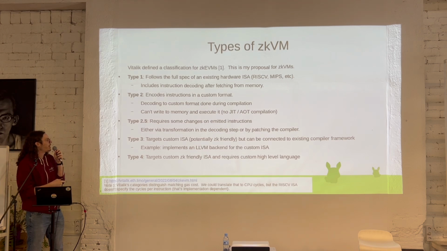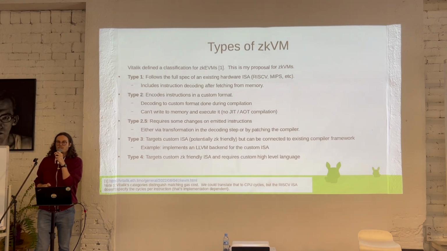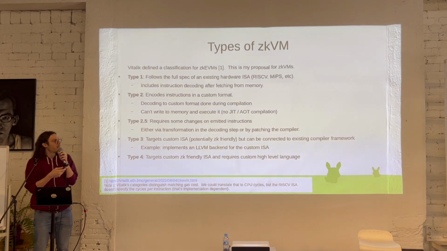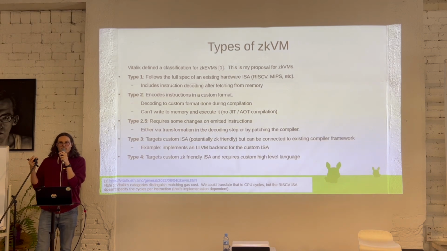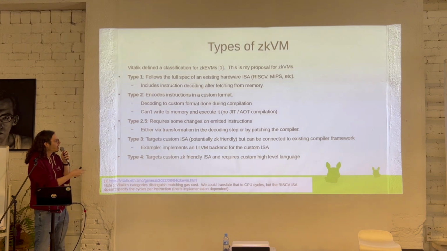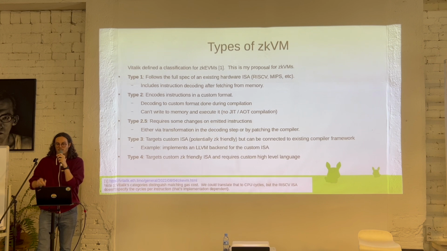And finally, we have type 3 and 4, which would use a custom instruction set that potentially could be zk-friendly. The difference is that in type 3, this instruction set would be close enough to an existing hardware instruction set that an existing compiler can be used. And in type 4, it's so different that we need a new language.